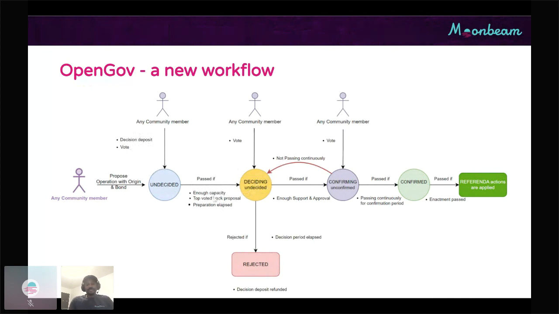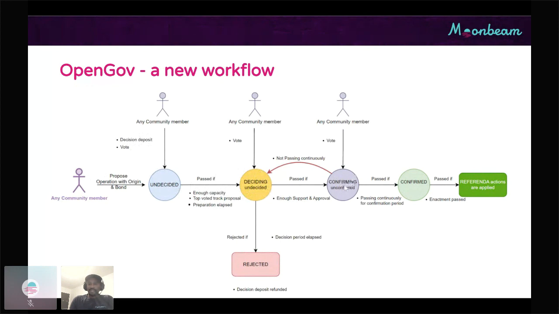And there is also a timer called the preparation period that needs to elapse. So assuming those three parameters have been checked, it will move from undecided to deciding. On this deciding stage, any community member can vote, but what is very important is that the support and approval curves will play a role. So if, on the deciding stage, we come to a time where there is enough support and approval, this proposal will move directly to the confirming state.